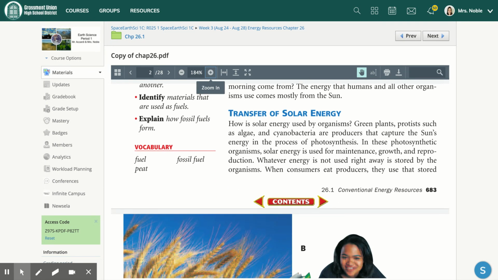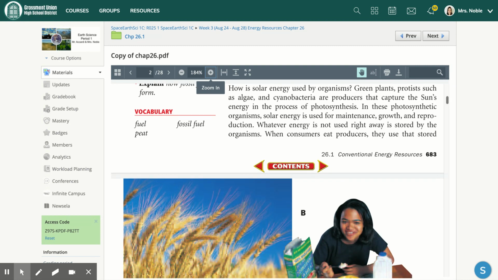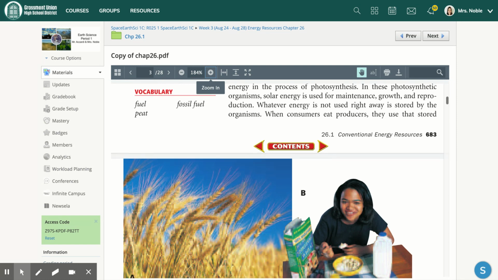Transfer of solar energy. How is solar energy used by organisms? Green plants, protists such as algae, and cyanobacteria are producers that capture the sun's energy in the process of photosynthesis. In these photosynthetic organisms, solar energy is used for maintenance, growth, and reproduction. Whatever energy is not used right away is stored by the organisms.